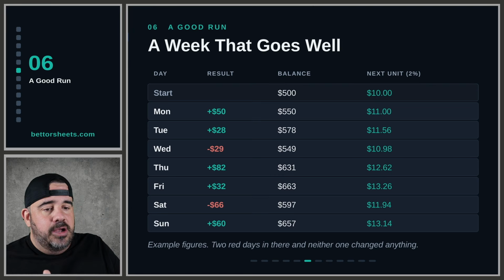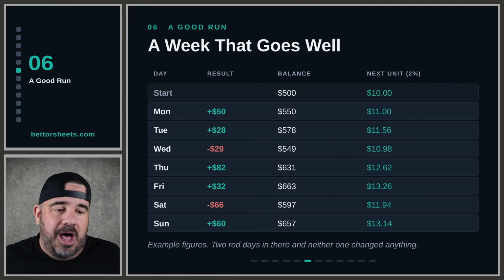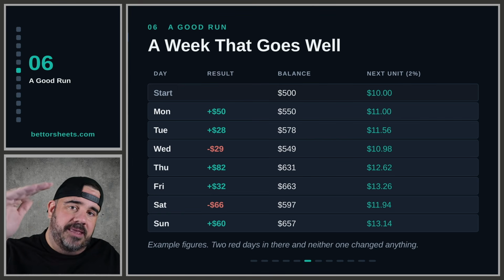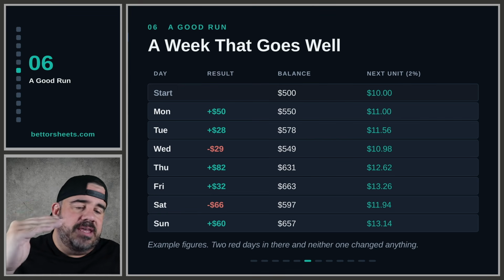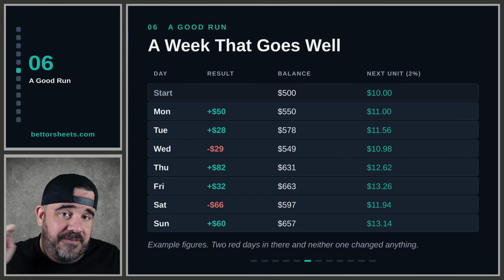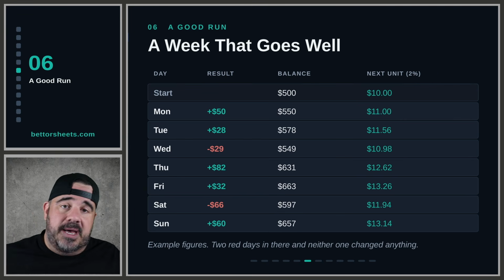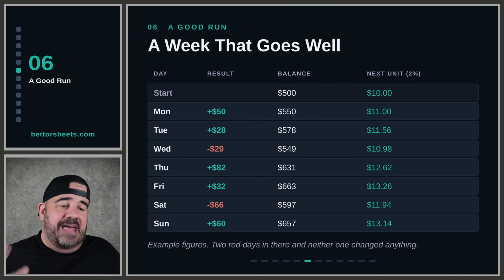In our example here, you see there were 5 green days and 2 red days. Of that, you see how the balance recalculated every single day, right? The balance started at 500, you made 50 bucks and went to 550, which means your next unit size is 2% of that 550, which means your unit size is now $11 a bet. The next day, you made $28 of profit. Now your bankroll size is 578. 2% of that is now 1156. You see how it's compounding, you see how it's rolling.